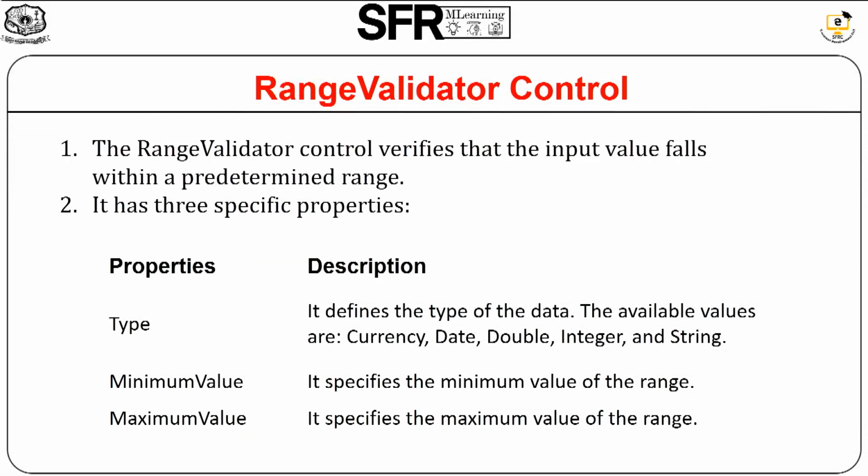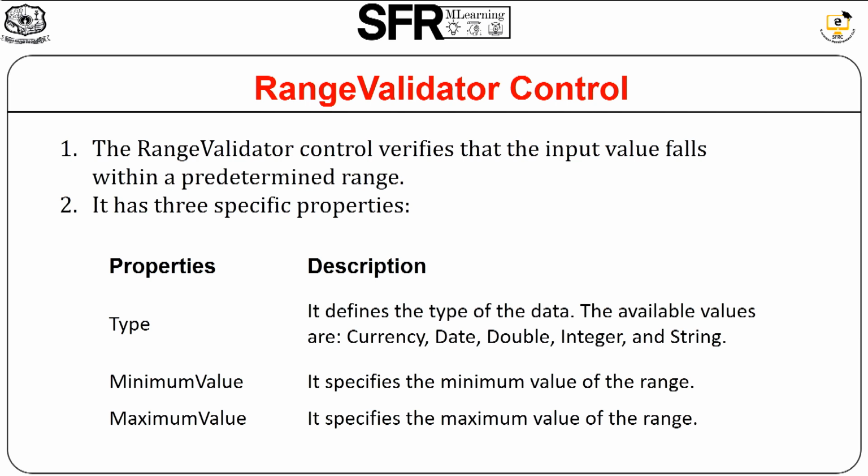The next validator control we are going to see is the range validator control. The range validator control verifies that the input value falls within a predetermined range. It has 3 specific properties. The first property is type. It defines the type of the data. The available values are currency, date, double, integer and string. The next property is minimum value. It specifies the minimum value of the range. The third one is maximum value. It specifies the maximum value of the range.